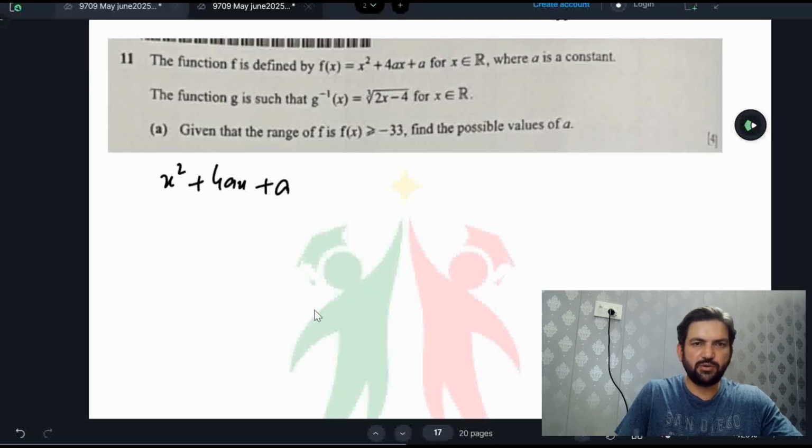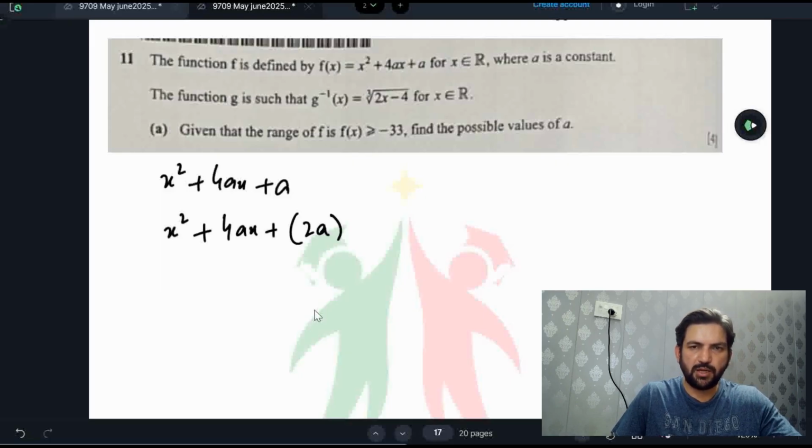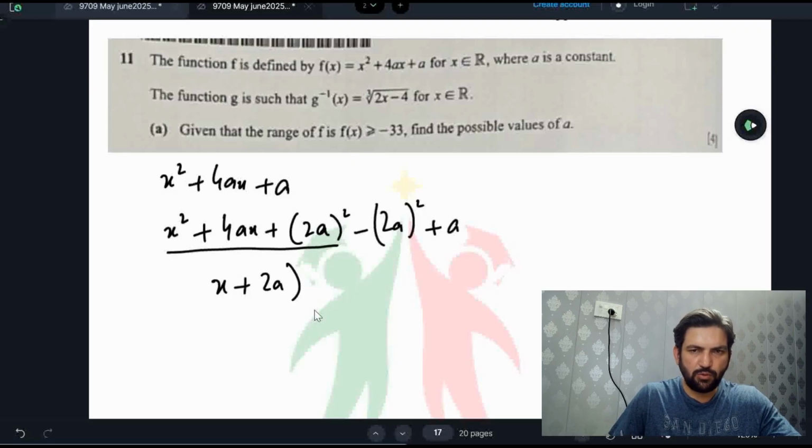If we try to write it in the completing square form, this should be x square plus 4ax plus 2a whole square minus 2a whole square plus a. Now this form will be the completing square form. So we can write it as x plus 2a whole square minus 4a square plus a.